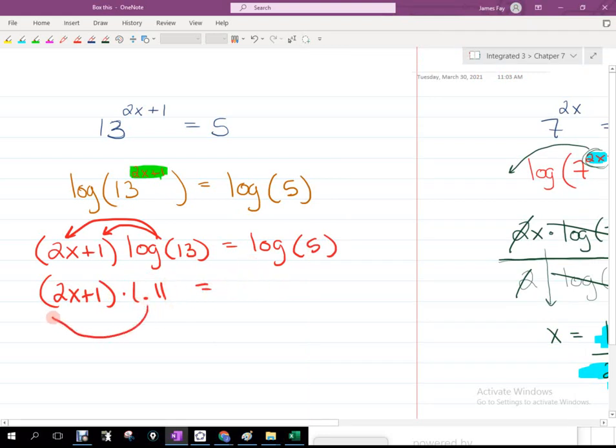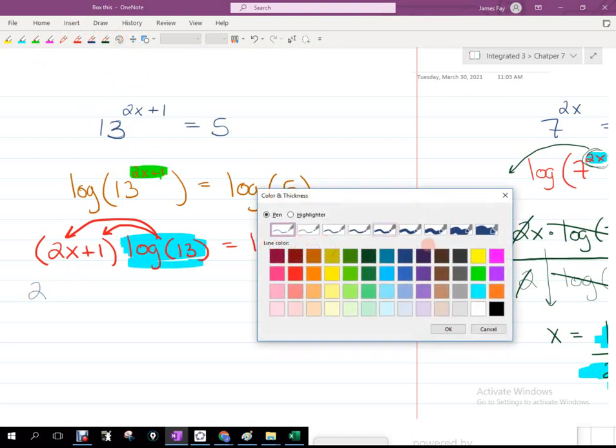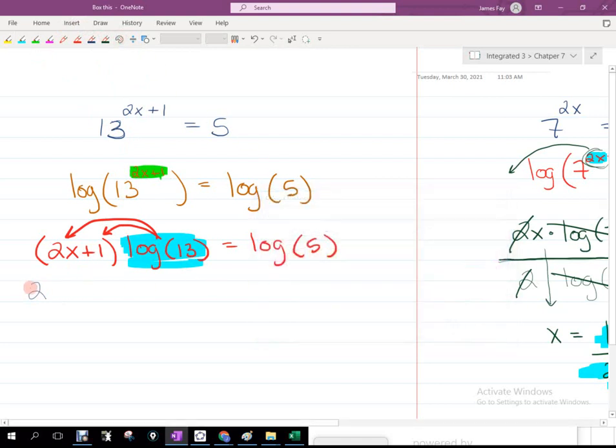In this situation, would you distribute that 1.11? That would be fair to do, right? So let's do it with the log instead of the 1.11. If I distribute this, this is the only thing you have to pay attention to: I'm distributing the whole phrase, not just the 13. So that whole thing is getting multiplied by 2x. So it's going to look like 2x log 13 plus 1 times log of 13 equals log of 5.